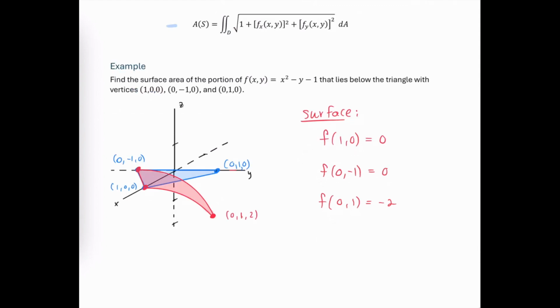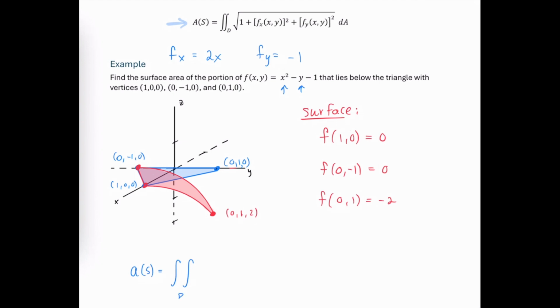surface. Now, in order to create our integrand, we need to find the first partial with respect to x, which is just going to be 2x, and the first partial with respect to y, which is just going to be negative 1. And now we're ready to build our integrand. Let's still call this domain region D for the moment. We haven't decided on our limits of integration, but the integrand is going to be the square root of 1 plus the first partial with respect to x, 2x, quantity squared, plus the first partial with respect to y, negative 1, quantity squared. And again, let's just keep it as dA until we've decided on our limits of integration.